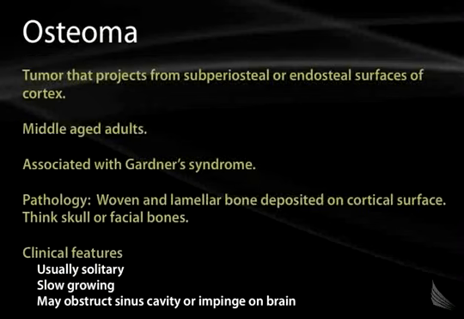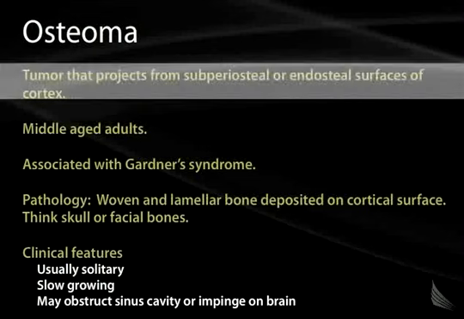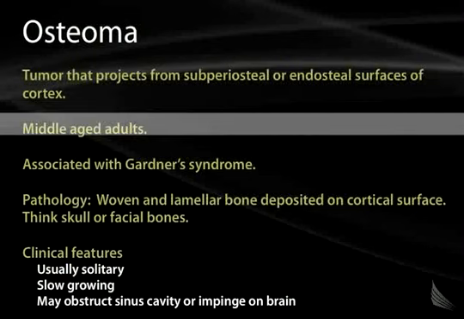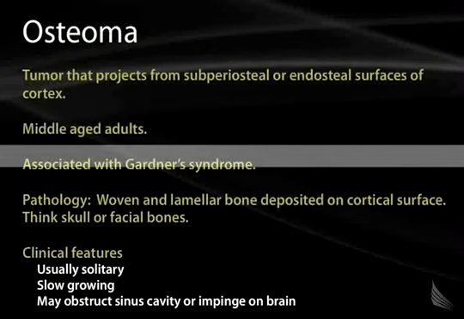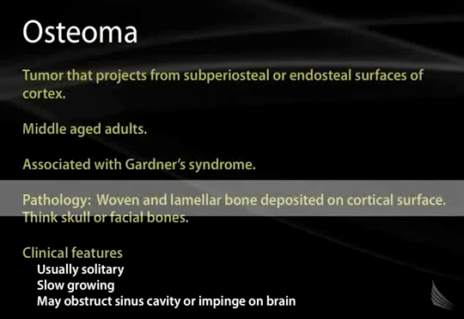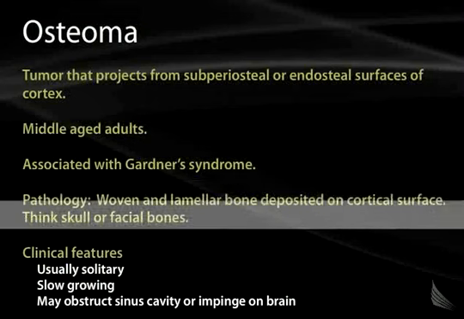We will begin, however, with considering one of the most common tumors of bone, the osteoma. This is simply a benign tumor of bone that extends from the subperiosteal or endosteal surfaces of the cortex. It generally is one that is seen in middle-aged adults. If you have a patient who presents with multiple osteomas, consider that they may be suffering from Gardner's syndrome. In terms of the pathology of these lesions, what one sees is woven and lamellar bone deposited on the cortical surface. Think of this lesion if you have something that's occurring in the patient's facial or skull bones.